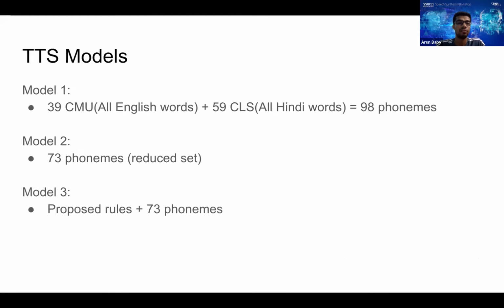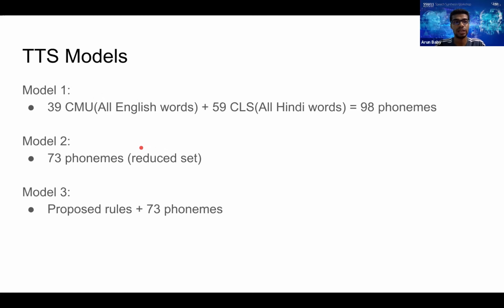We have 3 different models for testing. In the first model, all the English words we are using the CMU font set, and for all the Hindi words, we are using the CLS font set. So here we have 39 unique CMU font set fonts and 59 unique CLS fonts. In total, we have 98 fonts.